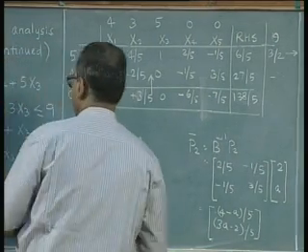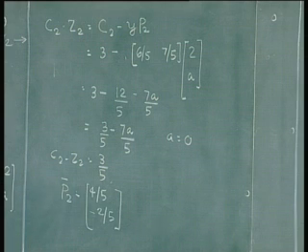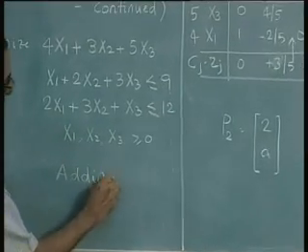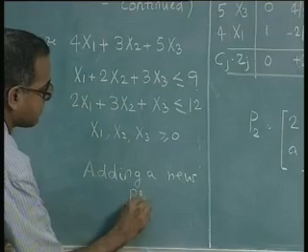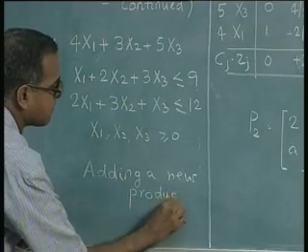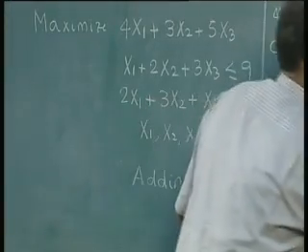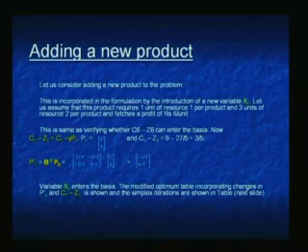Now, let us look at one more thing here. Let us look at something called adding a new product. Now let us look at adding a new product. Now let us go back to the optimum simplex table that we had.